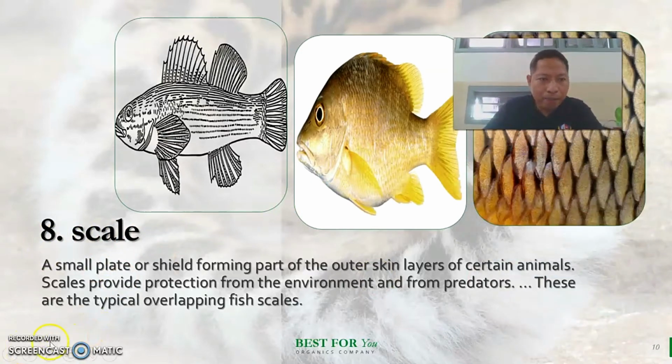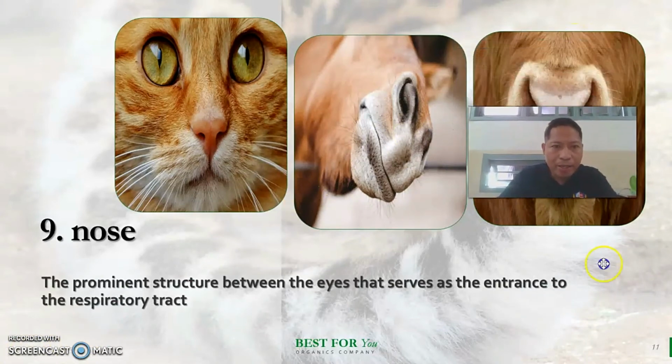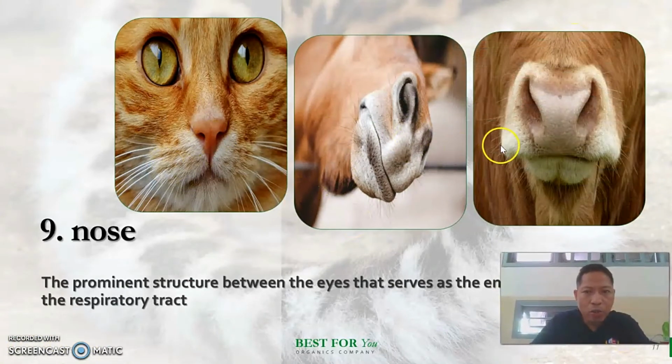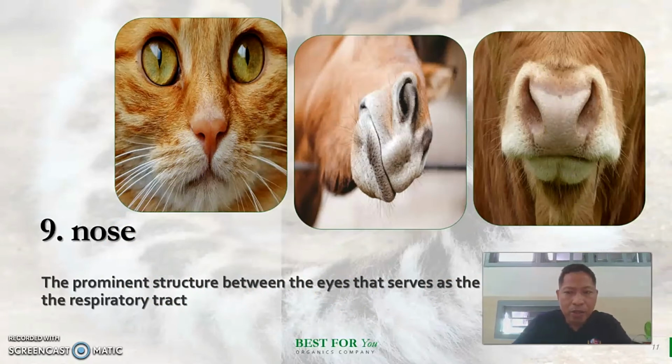Alright, so the last number is a nose. Of course, we know this. Nose is a permanent structure between the eyes that serves as the entrance to the respiratory tract. Without a nose, we cannot survive. Without a nose, we cannot smell. So the animals use it for smelling the food or finding food, and they use it to survive as well. So these are the noses of the different types of animals.